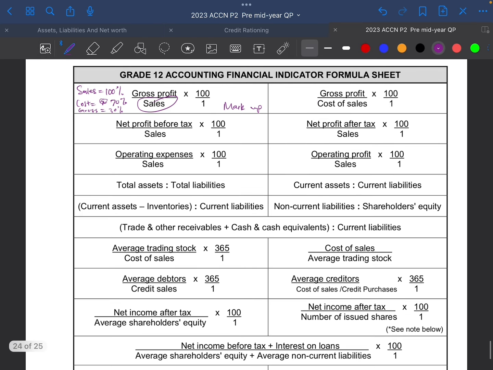And then the third one, net profit before tax over sales. This one shows how much of the sales is your net profit. So what portion of sales is your net profit before tax? Okay, it's just as simple as that. And then the net profit after tax is similar to the net profit before tax. So it is just asking what portion of your sales is your net profit after tax.